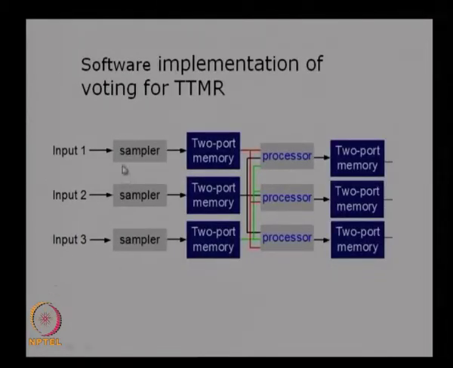The software implementation of a voter is shown here. We take the input from different sources, and it passes through a sampler, and is then given to a 2-port memory and then to a processor. The output from this is given to the processors; all 3 processors will be processing this data. All the memories will be connected to these processors. Each processor will get 3 inputs, check and compare the values, and then send an output to the next 2-port memory. This is how voting is implemented in triplicated TMR.